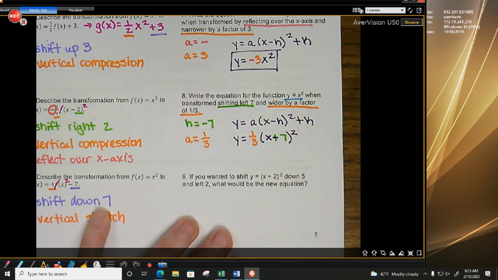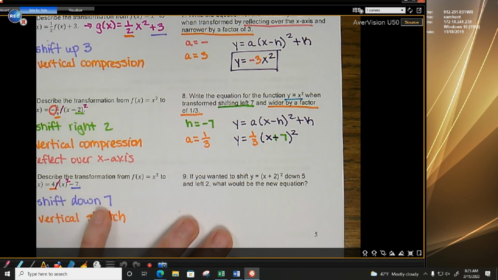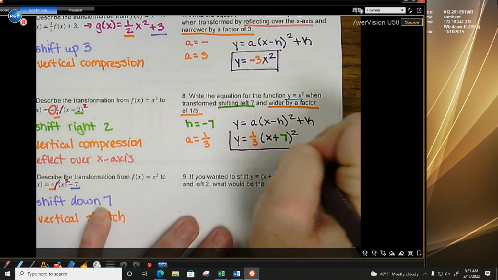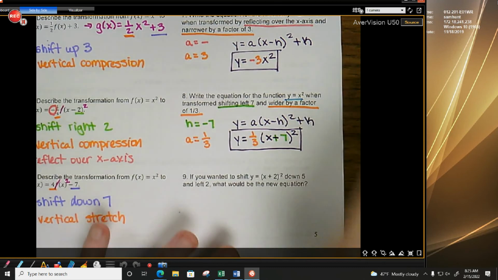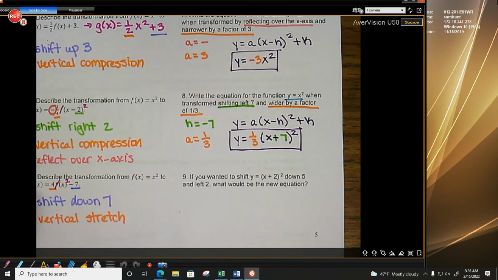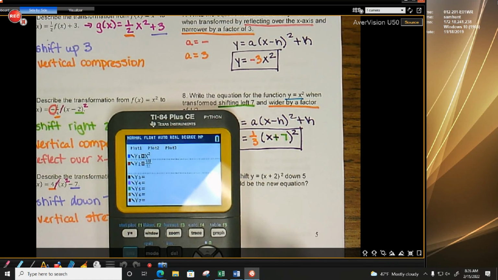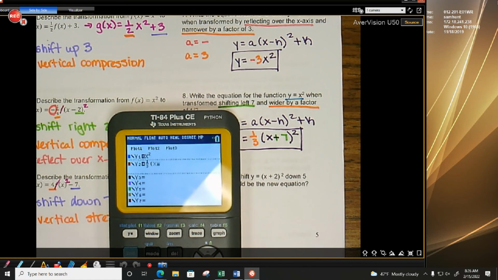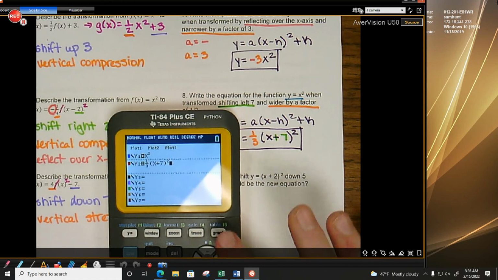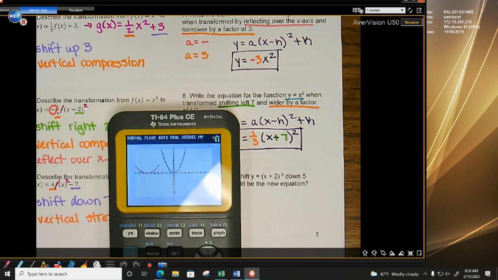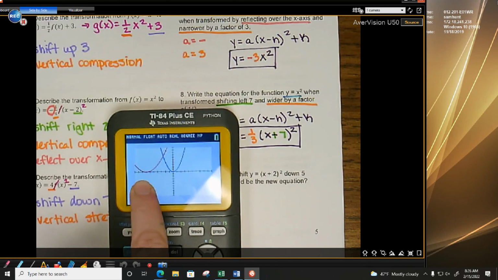Can we get our calculator to check? Yep. Don't change the first equation. 1/3 times (x plus 7) squared. Does this red one look fatter or wider? Yes. From the blue to the red, did you go left? Yeah, that's what it says, left. Okay, do we like that we can check ourselves?